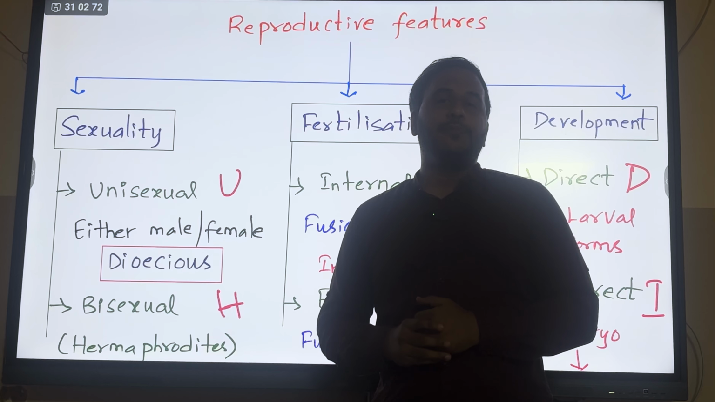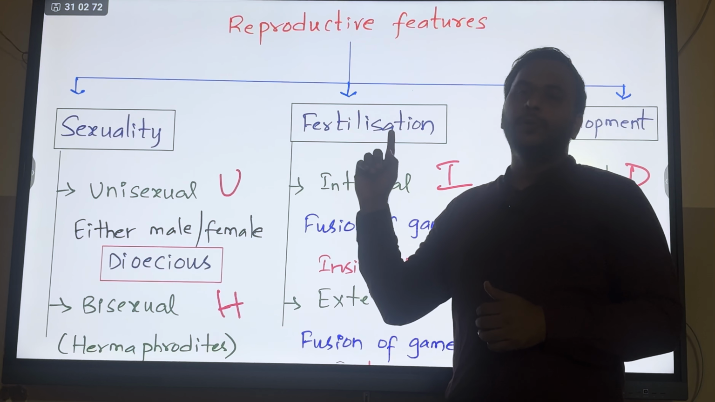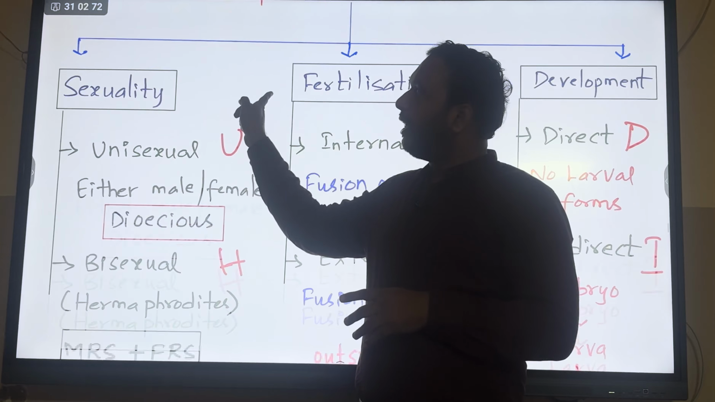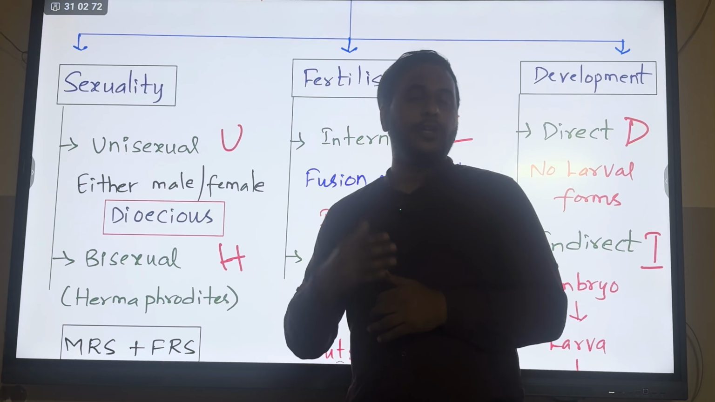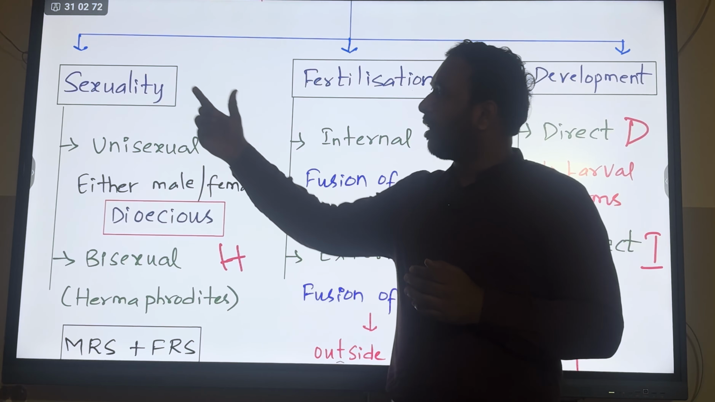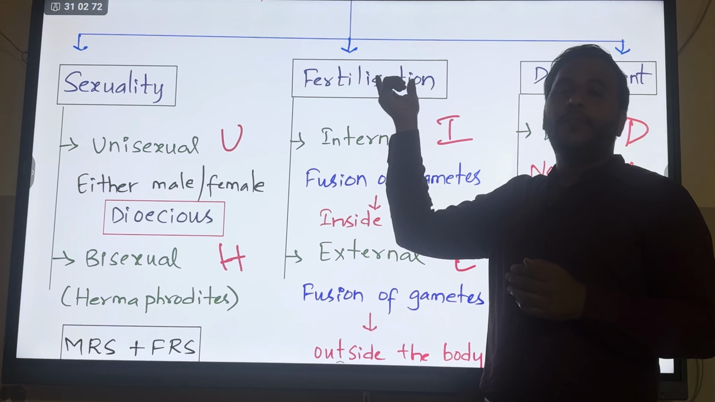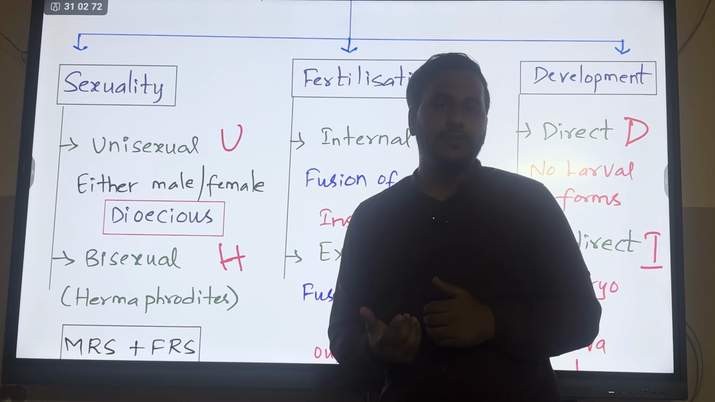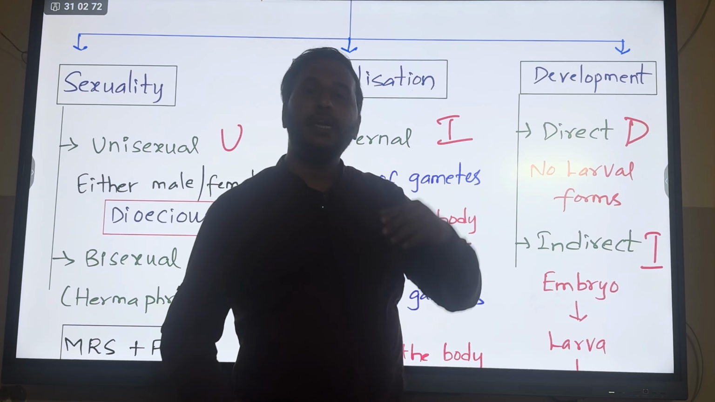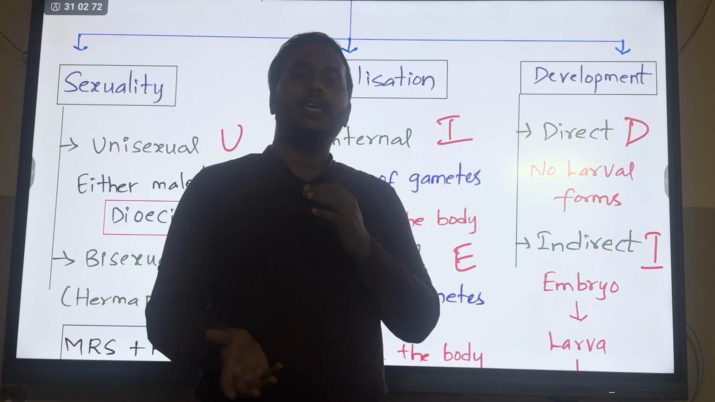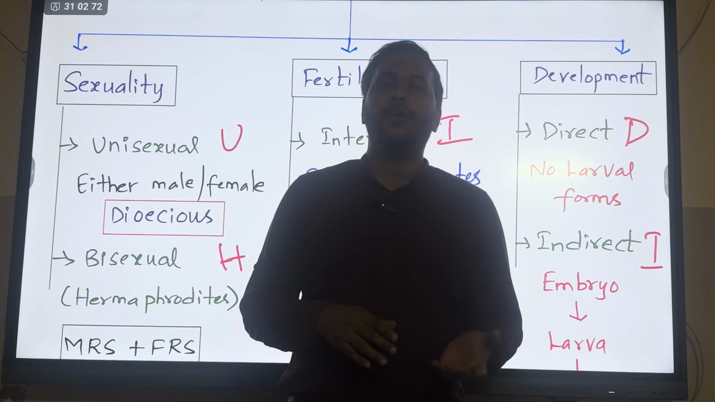The next system we are talking about is the reproductive system. Number 1, sexuality. That means we are defining the animal as either unisexual or bisexual. The second one is fertilization, that means fusion of gametes is called fertilization. And development is how it will develop, that means whether it is direct development or indirect development, we will be studying.